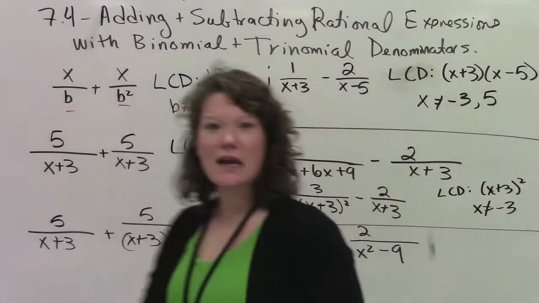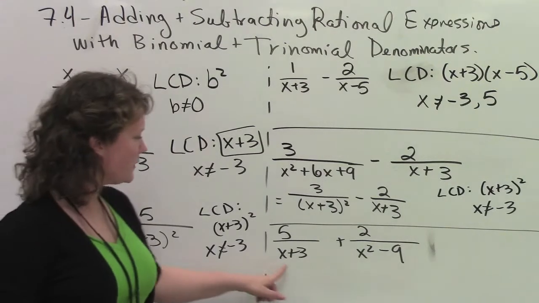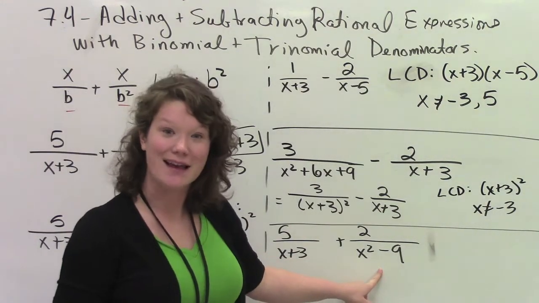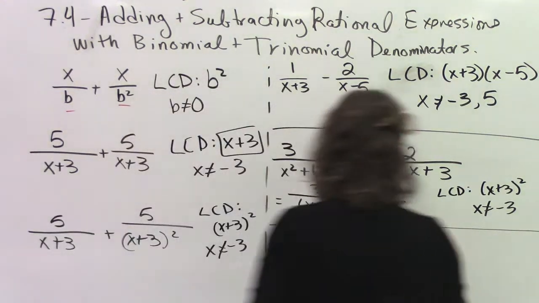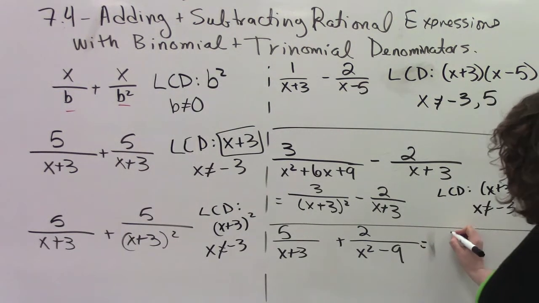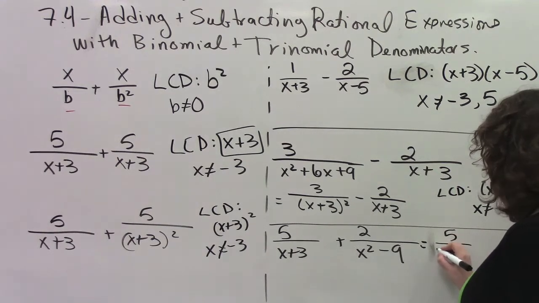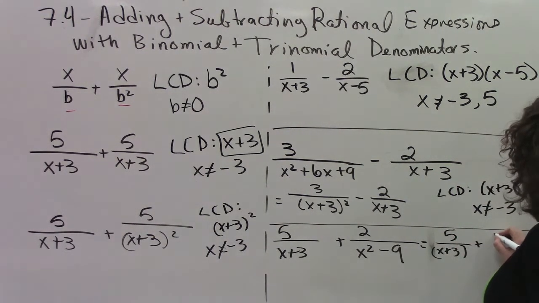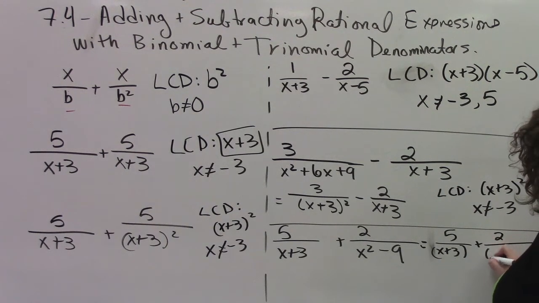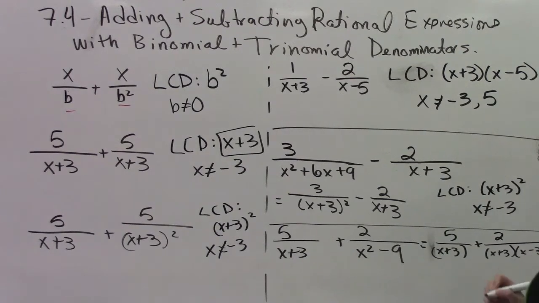We have to do the same thing with this last one. What do we notice about this? Ah, yes, it's a difference of squares. So let's first factor it. I'm just going to keep on working this way. So we have 5 over x plus 3 plus 2 over x plus 3, x minus 3, because that's what this is factored.